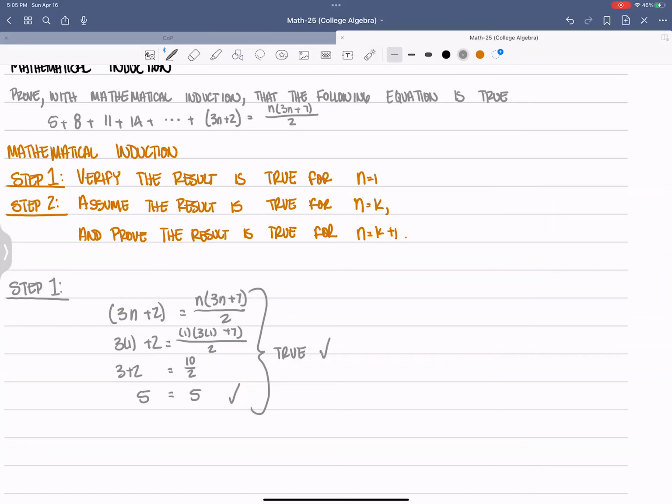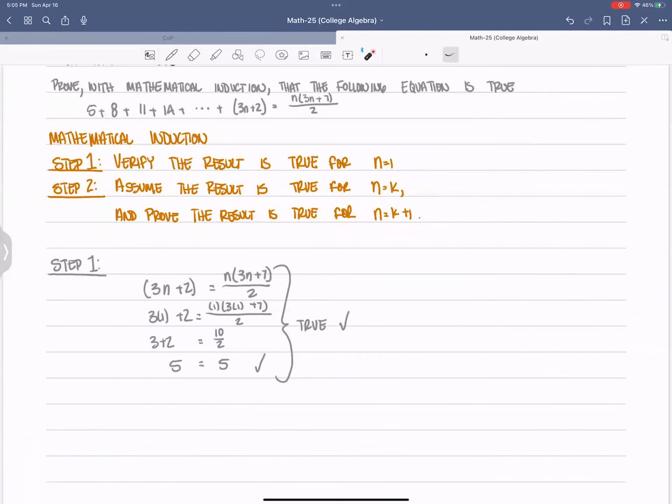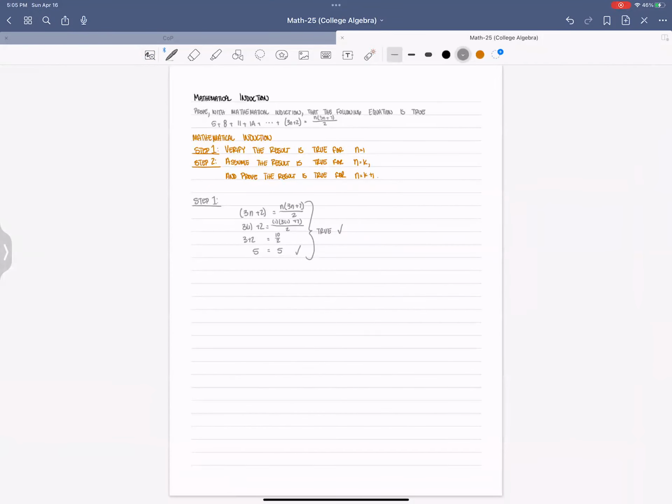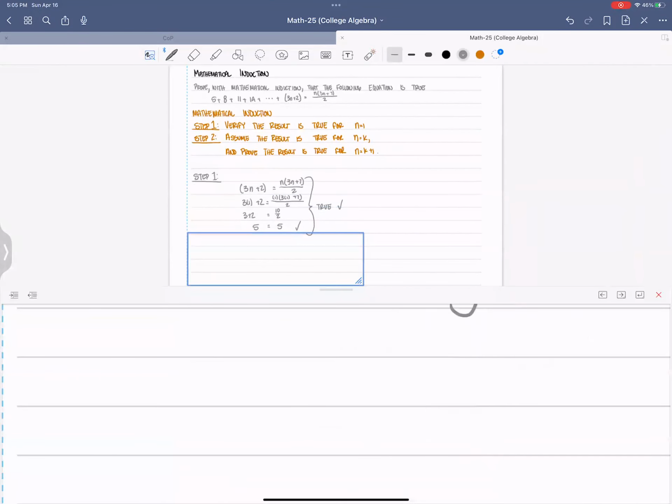So step one is complete because step one asked us to verify that the result was true for the very first term, so for n equal to 1. Step one, done. Step two is just a bit crazier. So let's give ourselves a little bit more space. For step two, we're assuming that this is true up to n equal to k. So we're assuming that everything is true up until we get to the part where n is equal to k. So let's state what our true statement is.